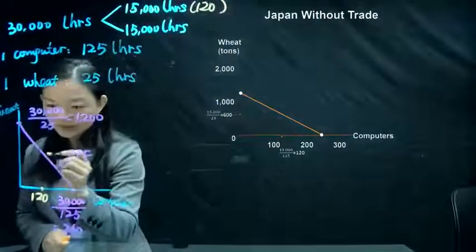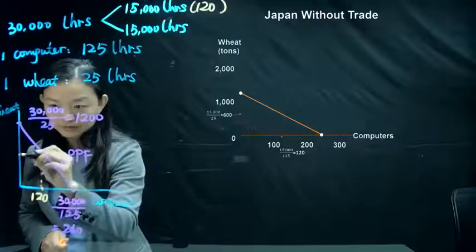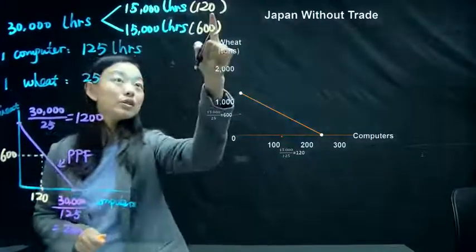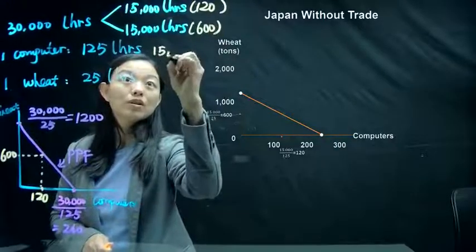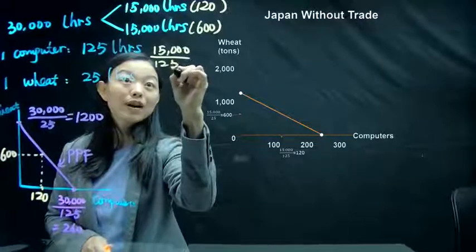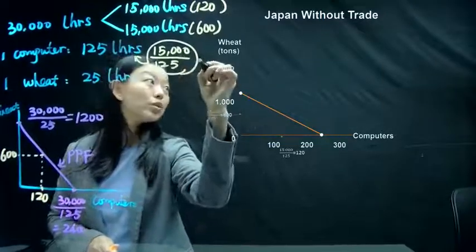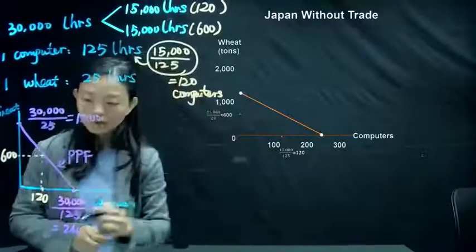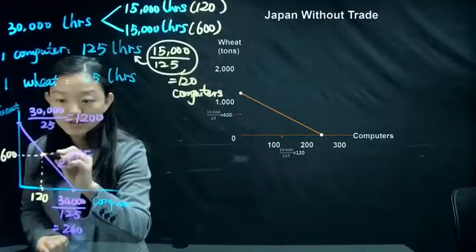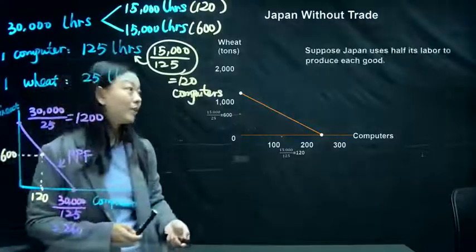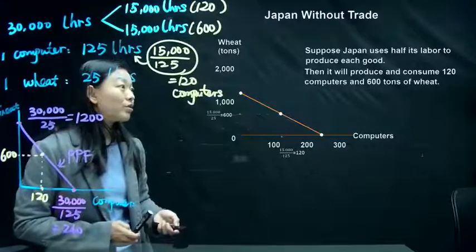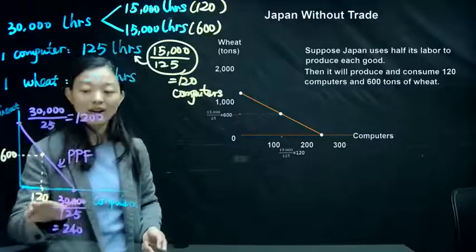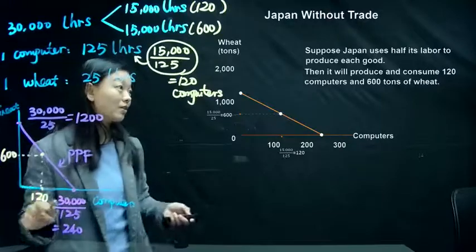So here we will have 120 computers and 600 tons of the weight. So this 120 computers, how you get it? You just need to use 15,000 labor hours divided by 125, right? To get a computer. So this will equal 120 computers. So without trade, you can also find out 1 point from the PPF. You can find a point on the PPF for Japan without trade. Choose to be self-sufficient. Then Japan can have 120 computers and 600 tons of the weight. Understand?